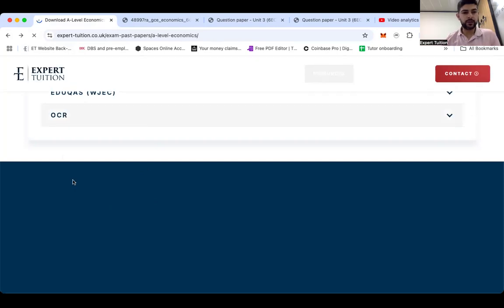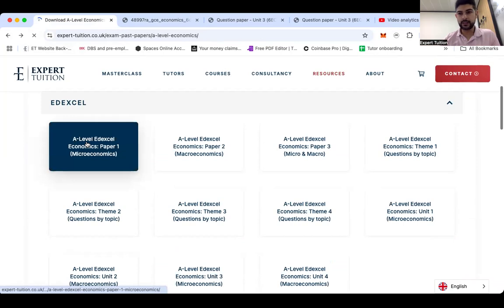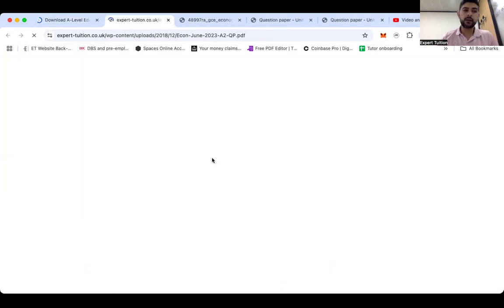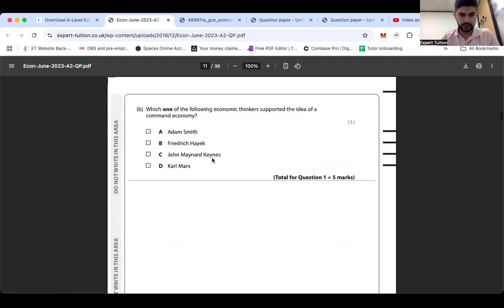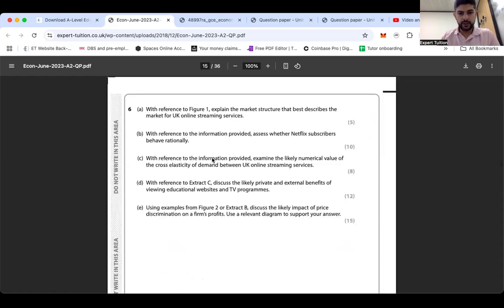And the first question we're going to do is a very recent paper. It is 2023, and it's about Netflix. Some of you, I'm sure, have done this question by now. Yeah? So 2023, June, there's a 15 marker about the impact on profitability of Netflix, basically, or streaming services, price discriminating. Yeah. All right. So let's quickly just whiz through this. There we go. Sorry. Here we are. Using examples from Figure 2 or Extract B, discuss the likely impact of price discrimination on a firm's profits. Use a relevant diagram to support your answer.